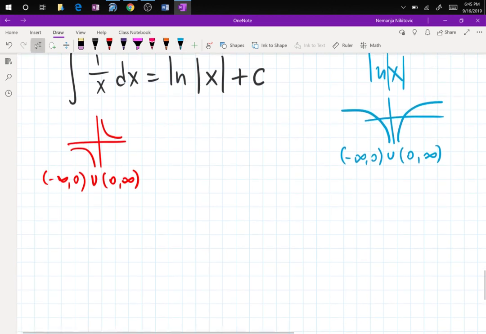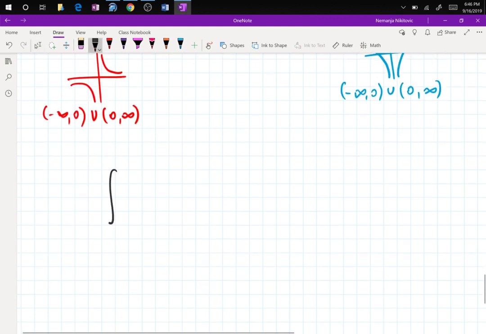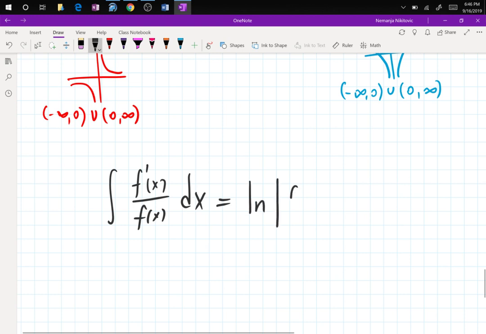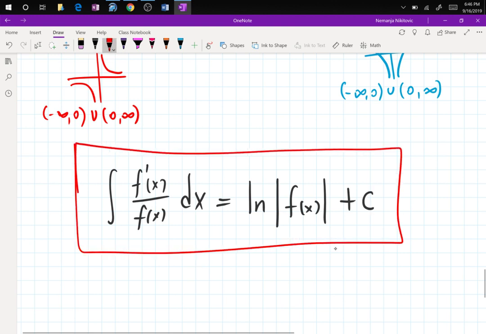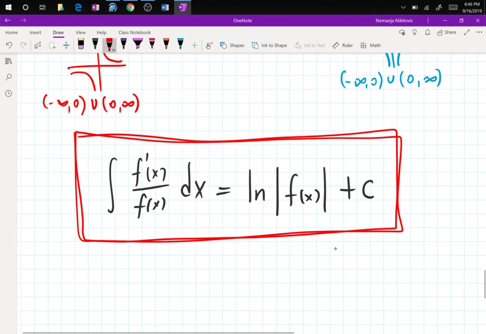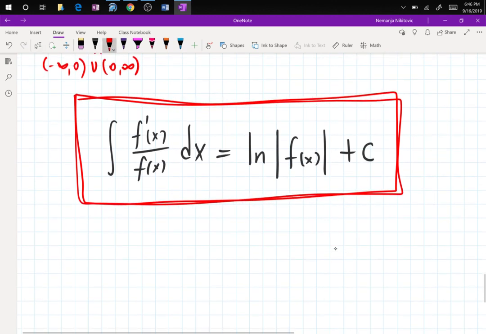Now, the most important equation here is going to be the integral of f prime of x over f of x dx, which gives us the ln of absolute f of x plus c. That is the key equation. And this is the one that you are going to use a lot in Calc 2 and differential equations. And you have seen this. This is your u sub, obviously, that gives you the ln answer.